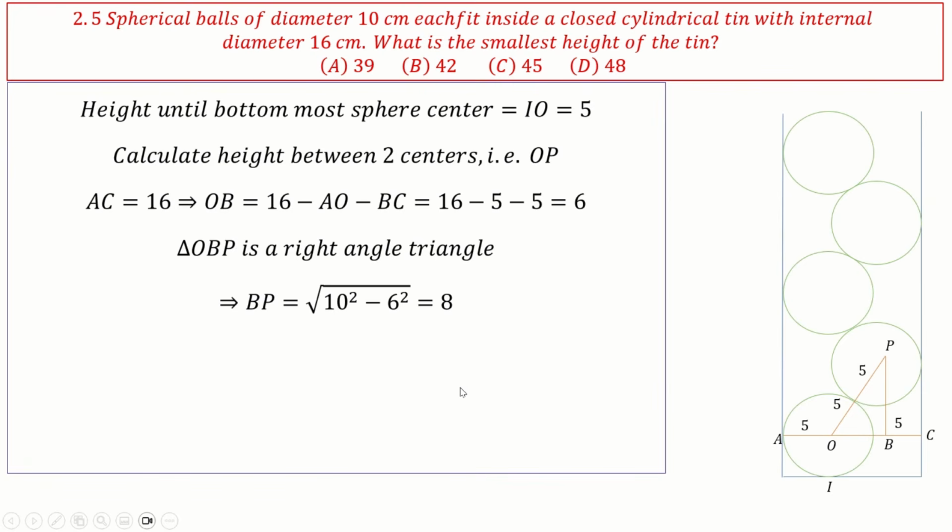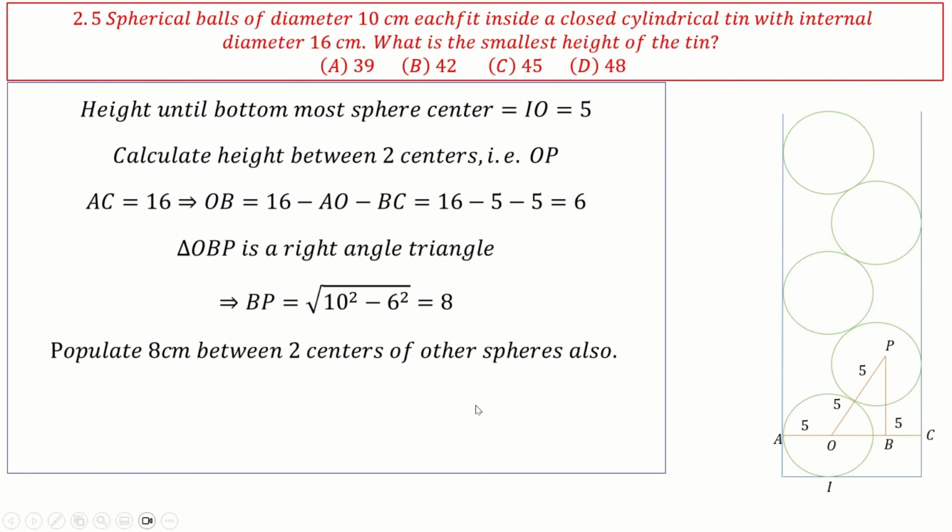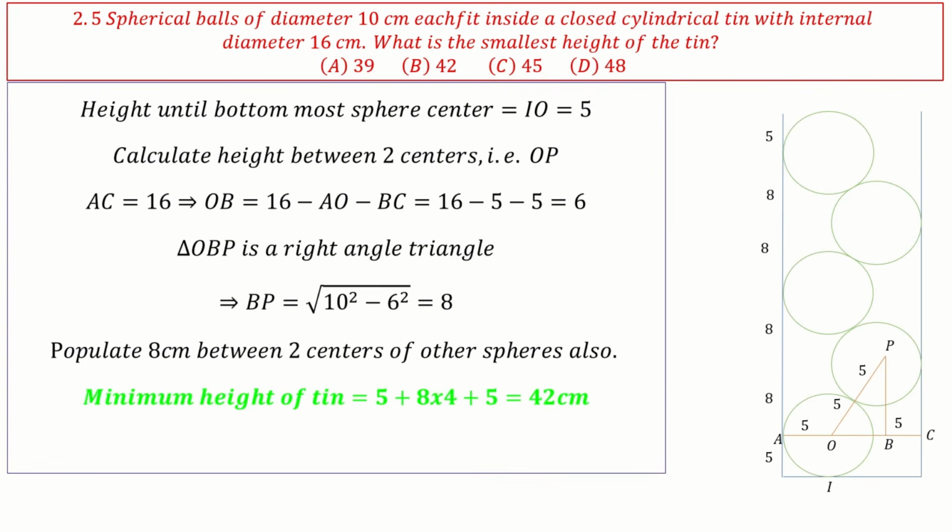Now this is the height between any two centers, correct? So that is 8, second 8, third 8, fourth 8, and after this I have another 5 extra, the radius of the sphere. So the total, or minimum, height of the tin will be 5 plus 8 times 4 plus 5. Bottom 5, top 5, and four 8s, which is 42 centimeters. So B is the answer. Hope you understand how to do this one. This is not exactly easy, but I can say moderately hard.